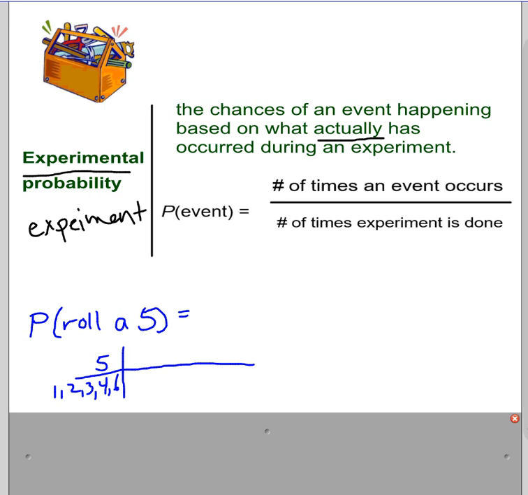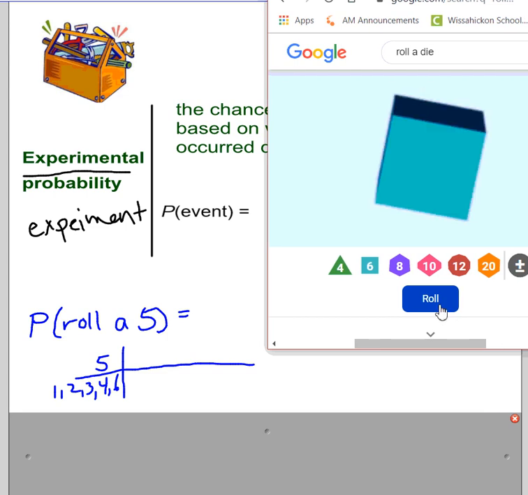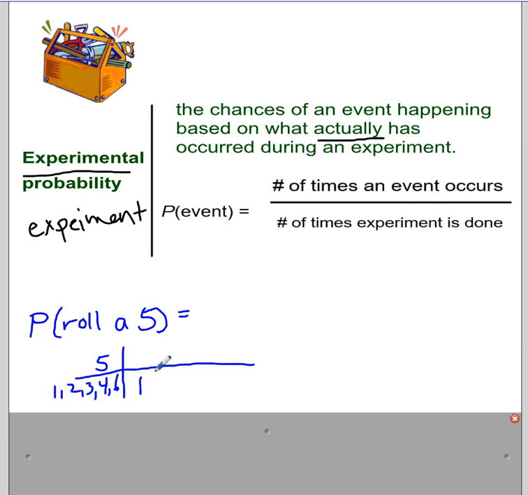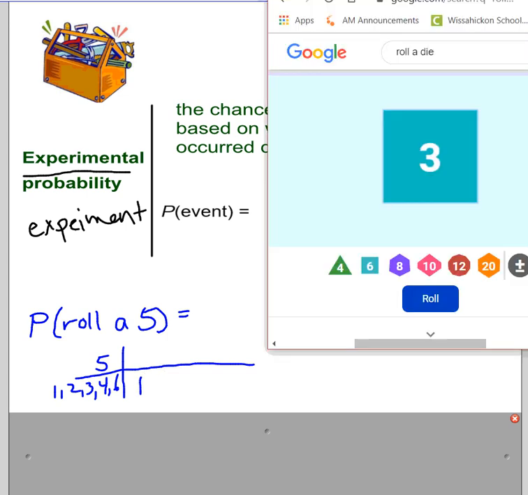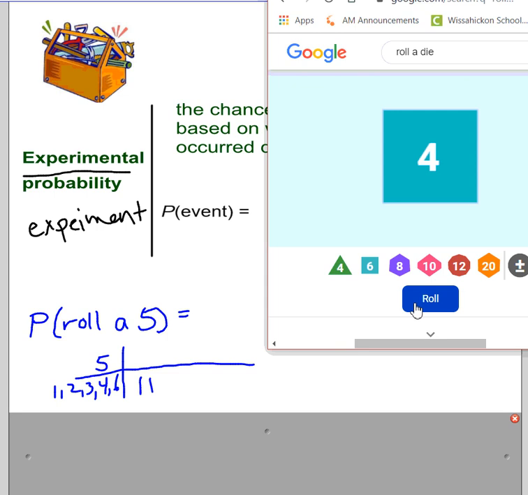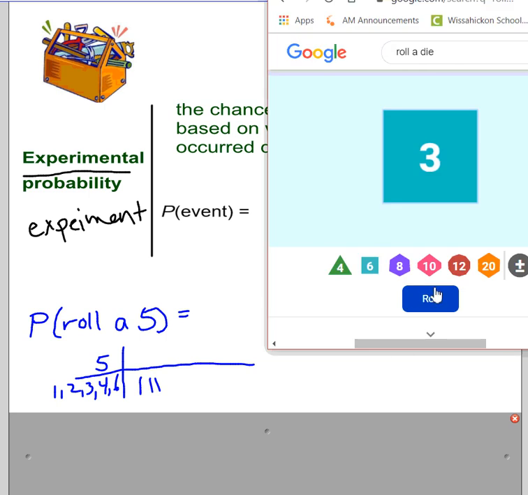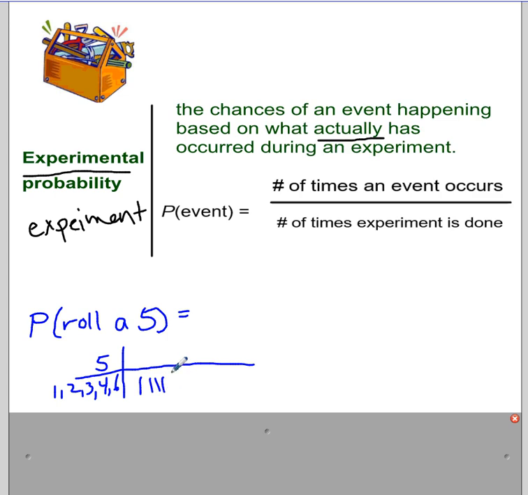So I have this little website here that's going to help us out, and it's going to roll some dice for us. Look, I'm going to roll a die. My first outcome was a 3, so I rolled something other than a 5. Now let me roll again. I rolled a 4, so that's something other than a 5. I'm going to put little tally marks down here. Then I roll again. I rolled another 3. That's another one down here. Let me roll again. That's a 1.